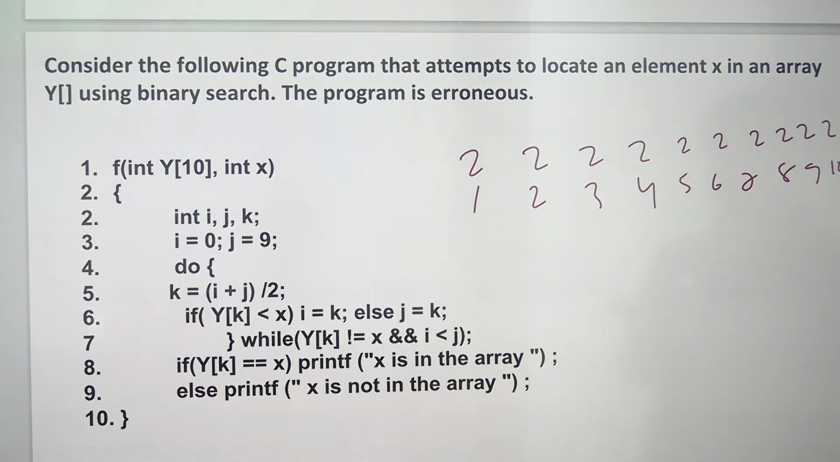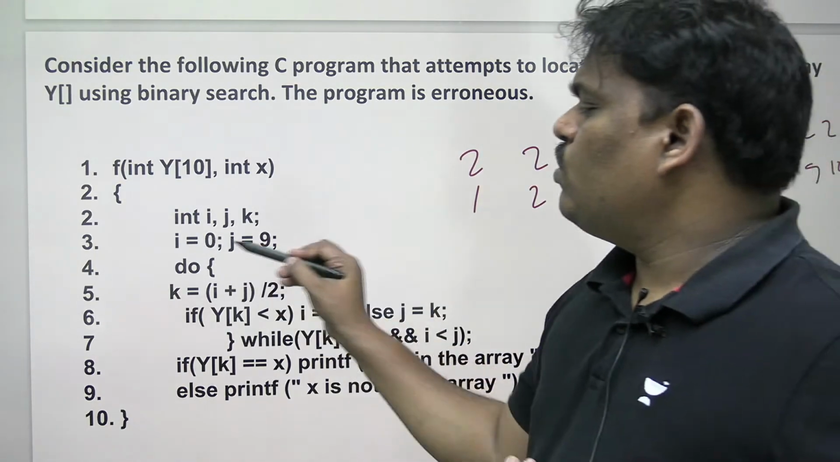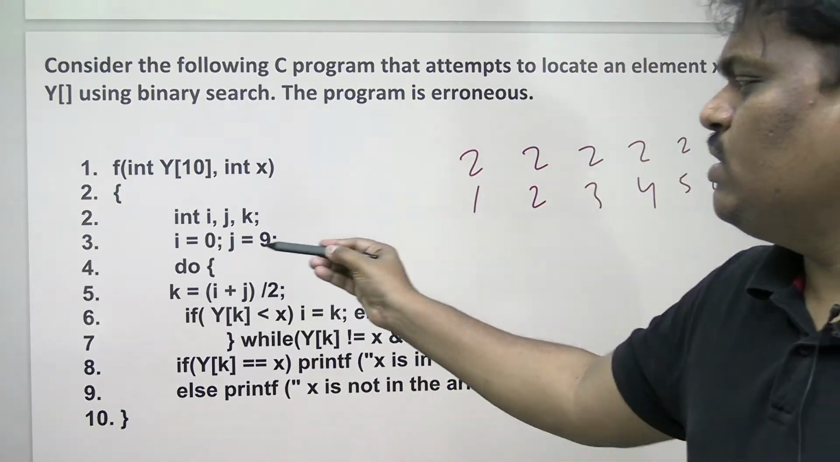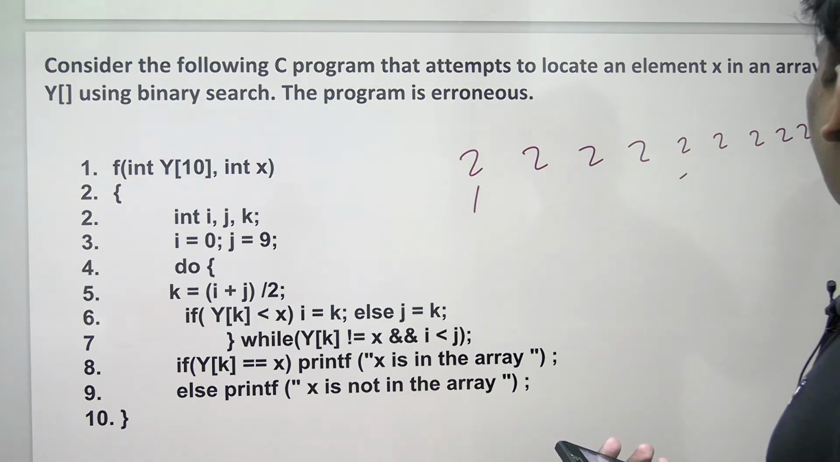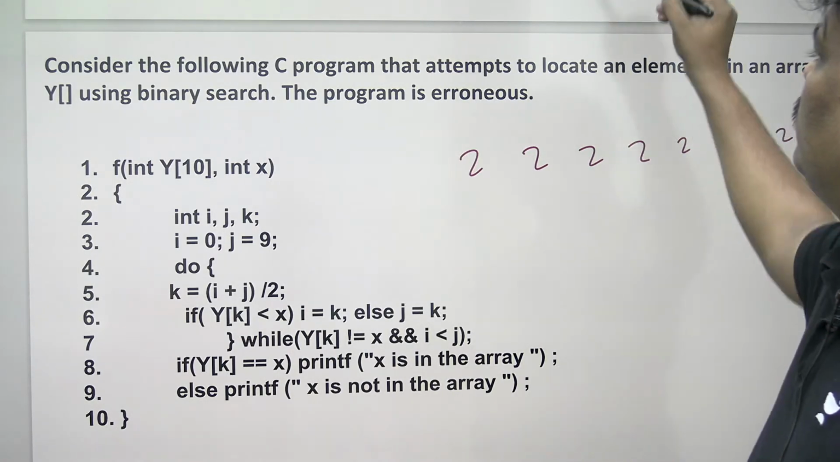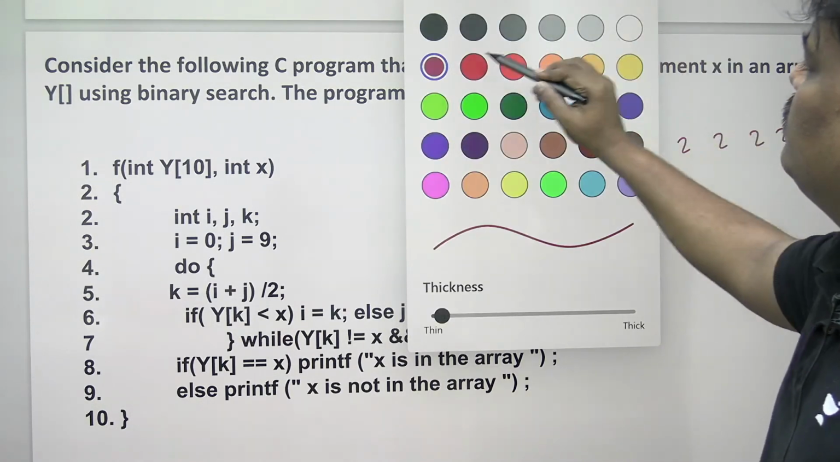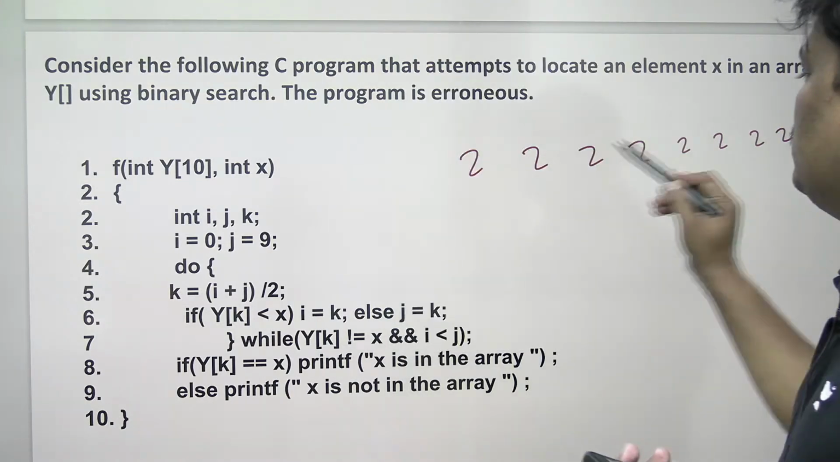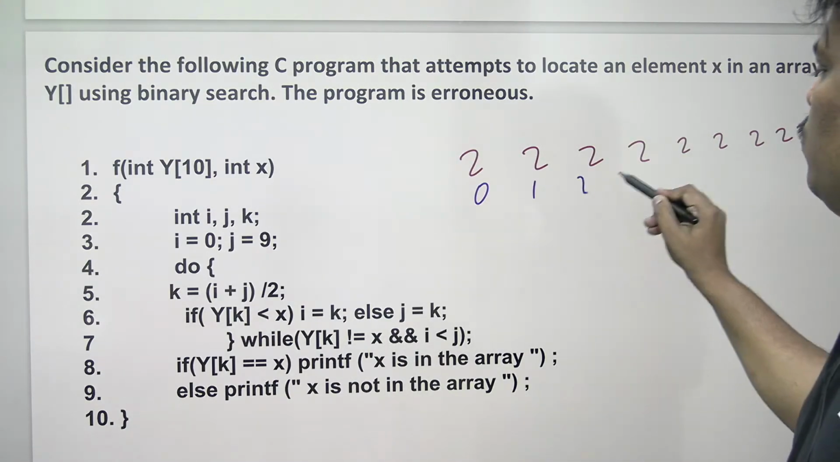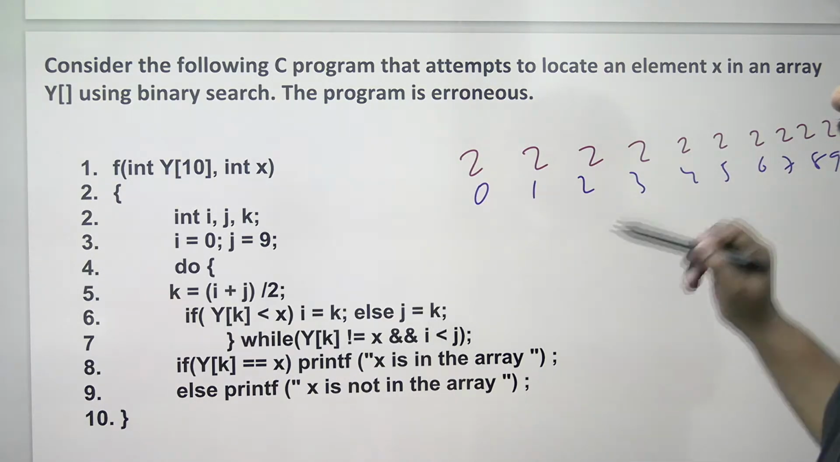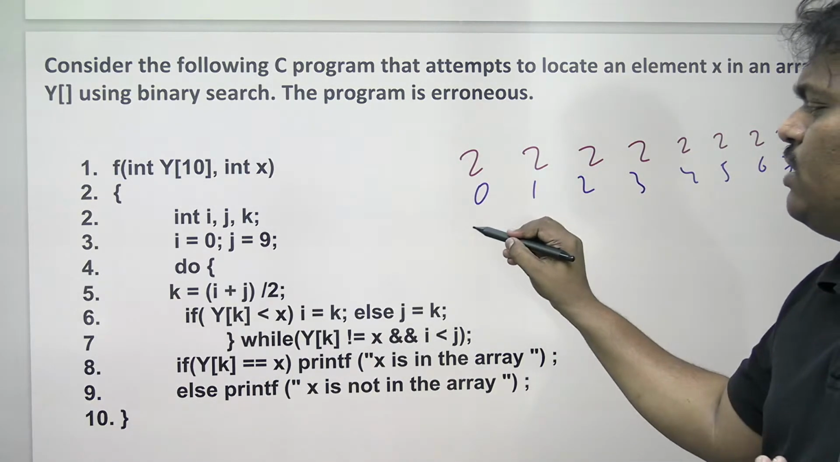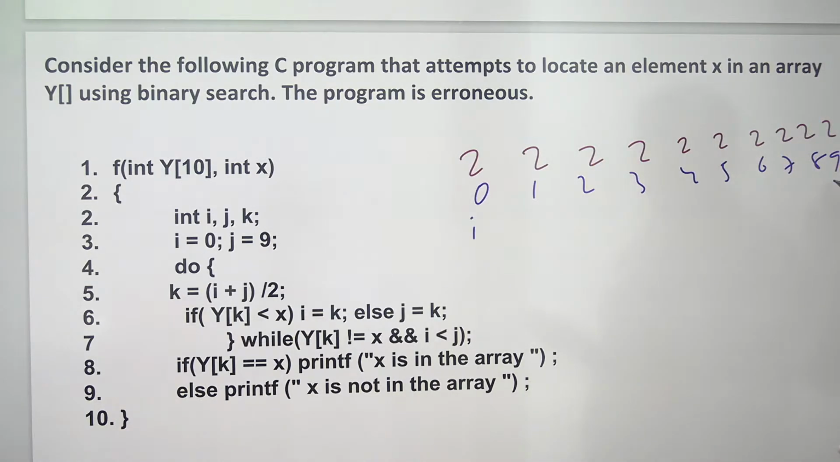So the indexes I have written are 1, 2, 3 and so on up to 10. Now see, i is equal to 0, j is equal to 9. Because he is saying start from 0, I will start from 0. Let me use another color so that you will get clarity. These are the indexes 0, 1, 2, 3, 4, 5, 6, 7, 8, 9. This is i = 0, j = 9. Okay, that's fine. Now listen, do while.